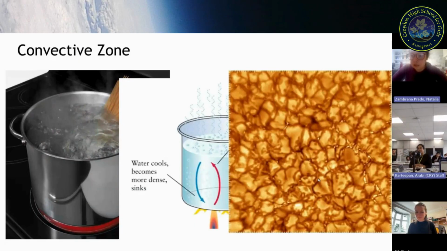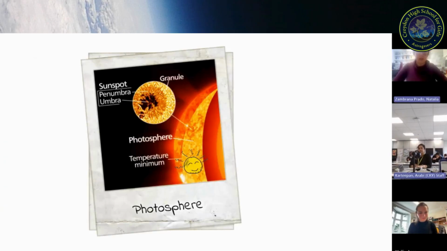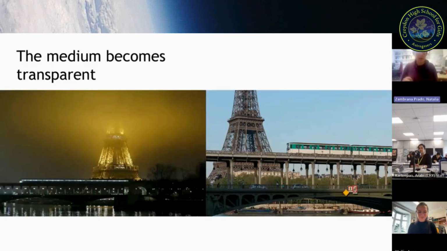So here, this is the solar surface. The areas that are bright is where hot material is coming up, and the areas that are dark is where cold material is going down. You can see the movement here. And so then it reaches the surface of the sun, which is called the photosphere. And this is where the medium becomes transparent.